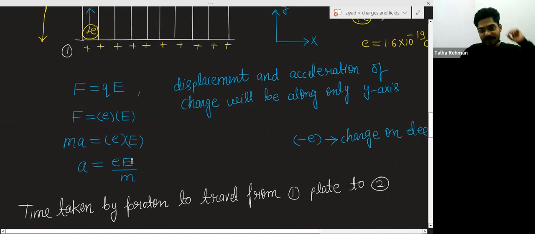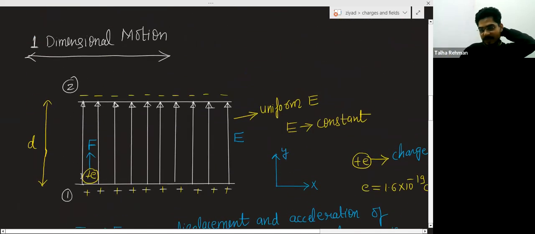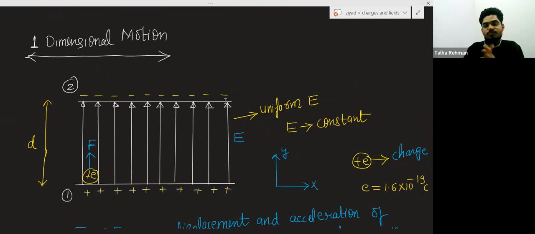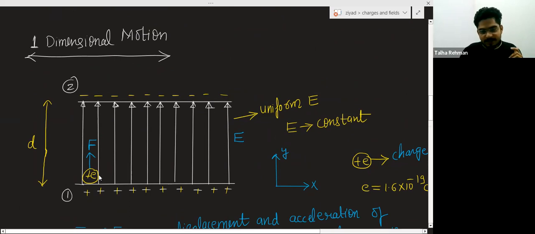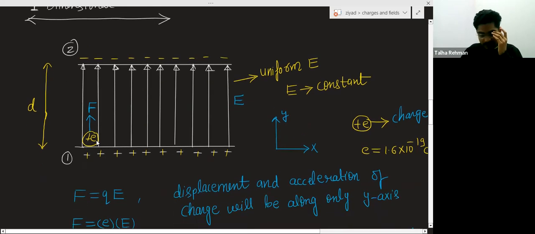Now, if someone is asking, find the time taken by this charge to move from plate number 1 to plate number 2, how will you do that? We have equations of motion. Initially, this charged particle will be at rest, because you just place the charged particle there, and initially it does not have any speed or velocity. We have the acceleration, we do not have the initial velocity, but we have the displacement of this charged particle.